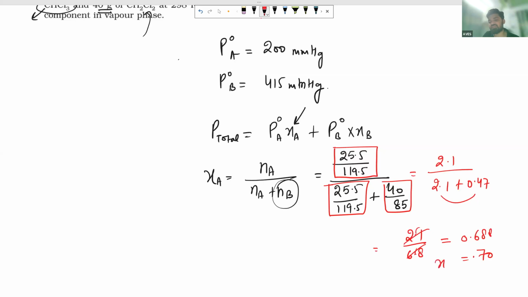And this is the mole fraction of A. Got it? Yes, sir. Sorry, it will be 0.3. Here it will be 0.3.